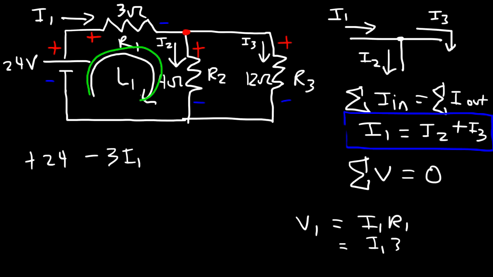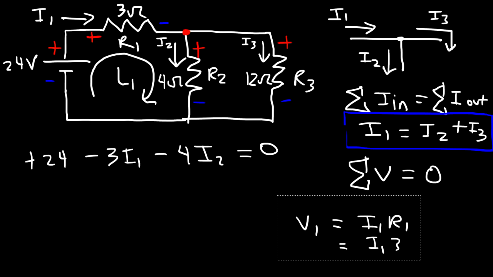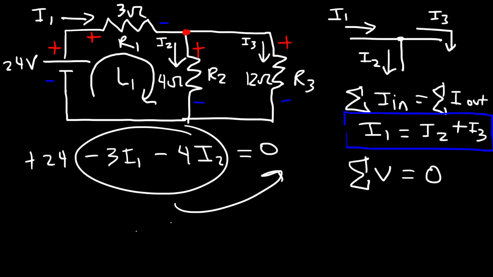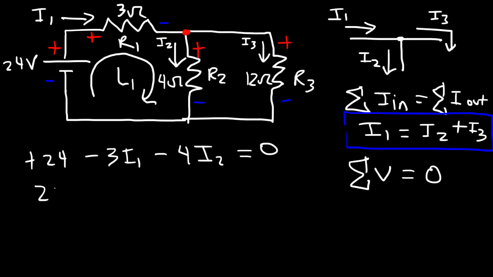Now, as we follow the direction of the loop, we're going through R2 towards a low potential. So that's going to be another voltage drop. And so that's going to be minus I2 times the resistance of 4. So we could say 4I2. And so now we've completed loop 1. So we're going to set this equal to 0. Now what I'm going to do is take these two terms and move it to this side. So we have the equation 24 is equal to 3I1 plus 4I2.